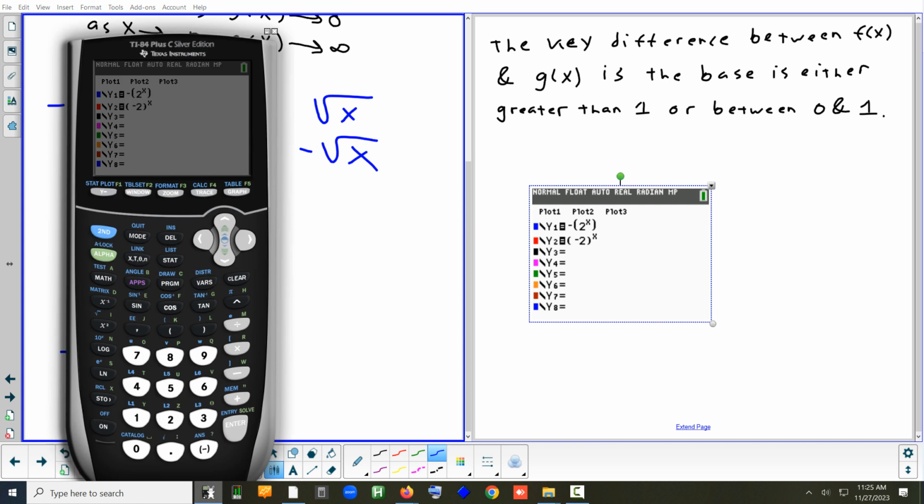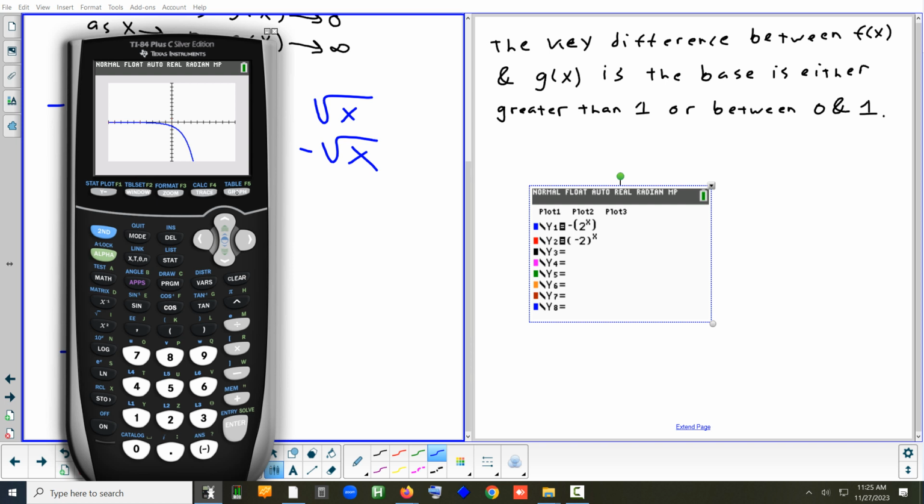If you hit graph right now, you're not going to see anything in red because the red one is the one that has a negative base raised to a power. It doesn't even show up on the screen because it can't graph it. So even if you just look at them graphically, one of them shows up, one of them doesn't even show up because you can't graph it.